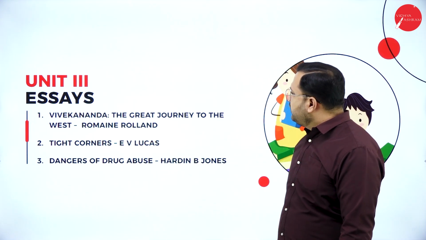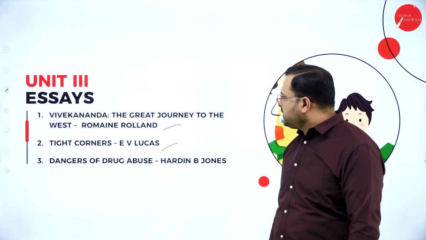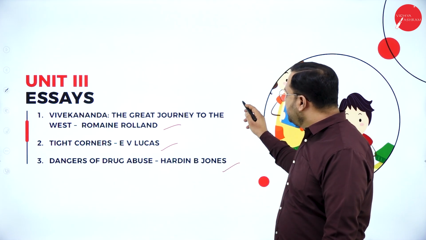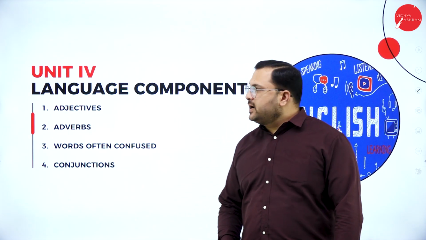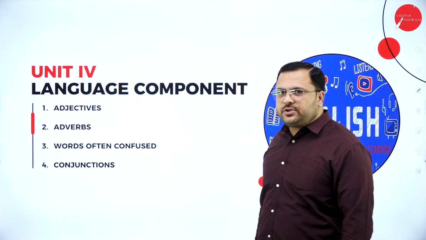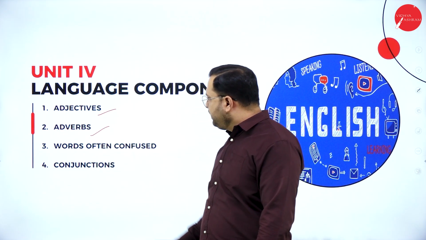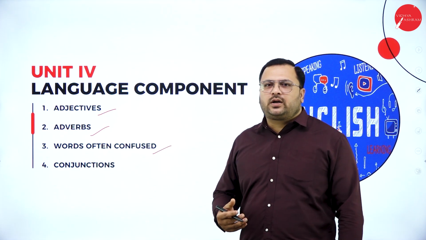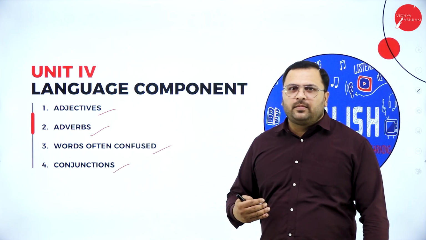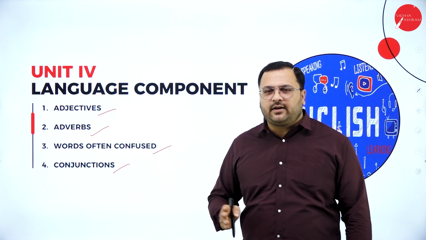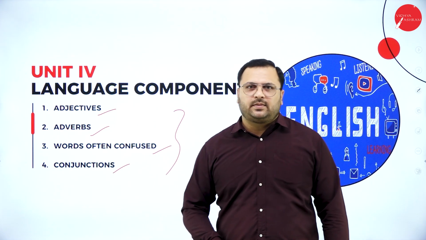Vivekananda, The Great Journey to the West by Roman Roland. Tight Corners by E.V. Lukács. And Dangers of Drug Abuse by Hardin B. Jones. You have 3 essays to study and look into what they have. The fourth part is the language component. In this semester, you are going to understand adjectives and adverbs. Words often confused. Those are homophones, then conjunctions. So we have read preposition, articles, etc. in the previous semester, and as a continuation, we study these 4 in this semester.